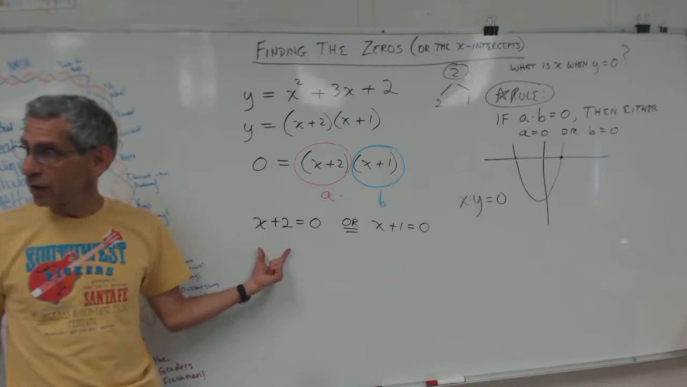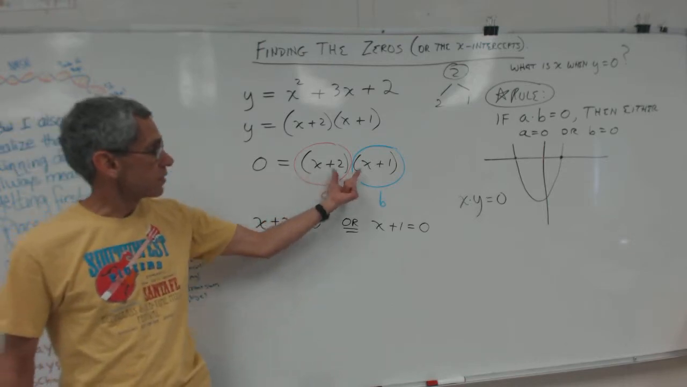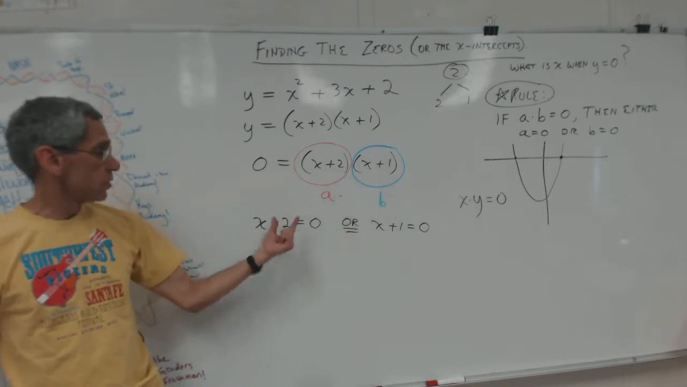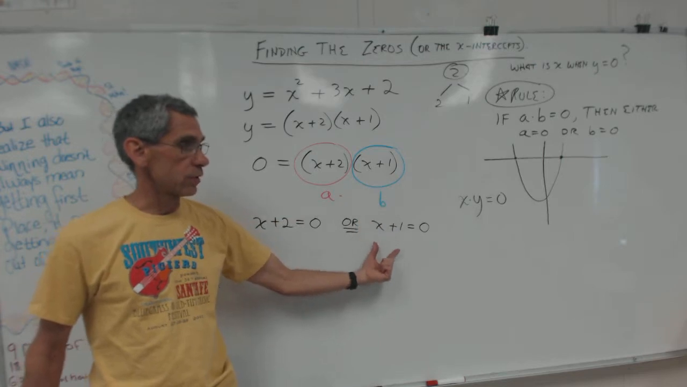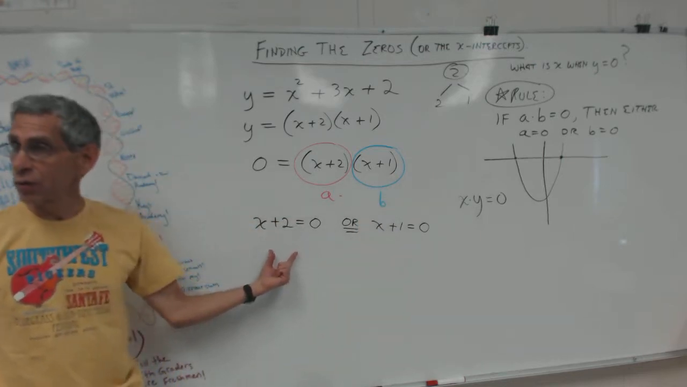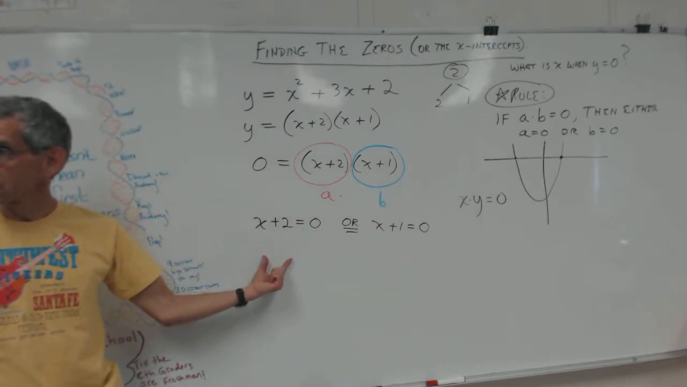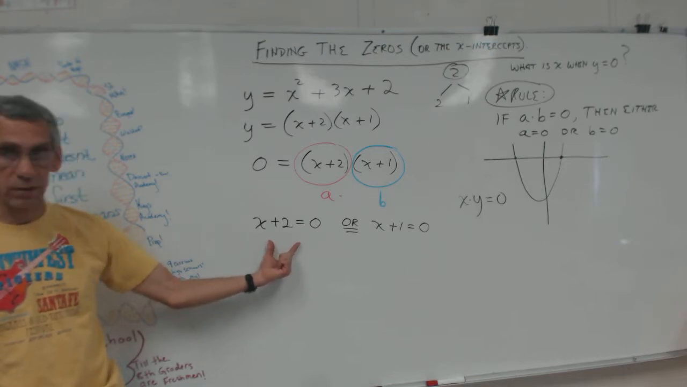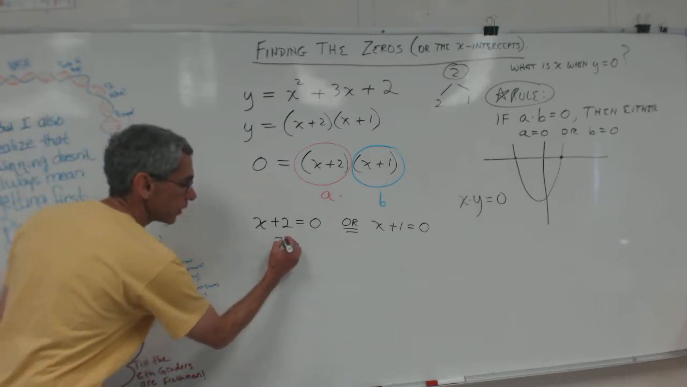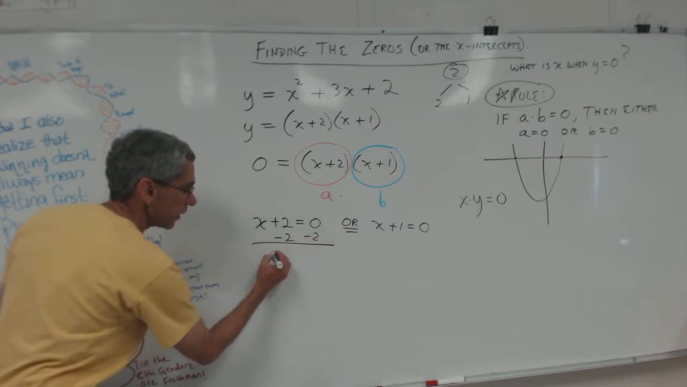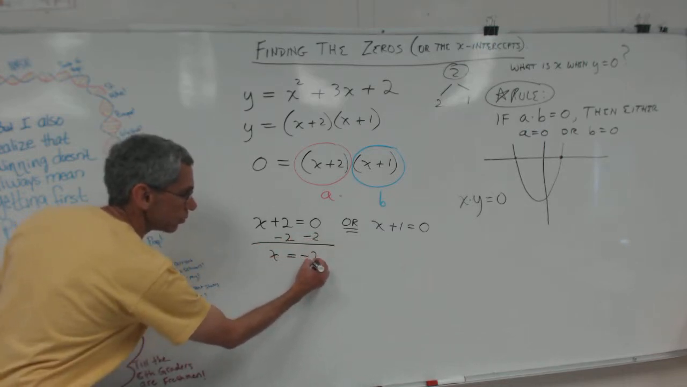Everybody's with me so far? Yeah. We have this times this equals 0. So that means either this equals 0 or this equals 0, right? So now I have two equations. Let's solve for x. How do you solve for x on this? Minus 2. If I subtract 2 from both sides, I get x is equal to negative 2.